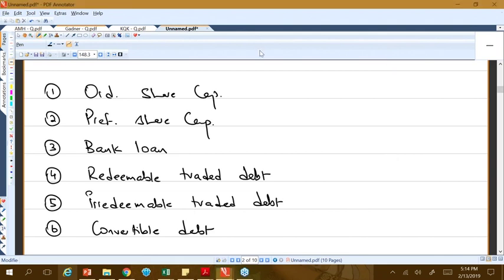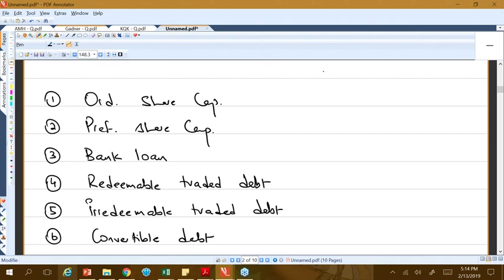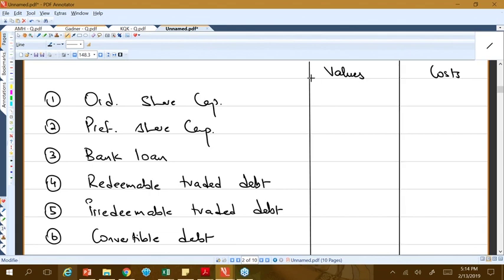Which means the WACC formula will be extending. Now, what we need to do in our syllabus is that for each of these 6 sources, we need to find their values, and we need to find their costs. That is our aim in the syllabus.